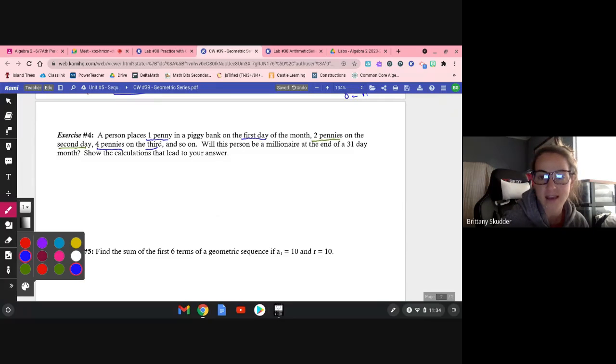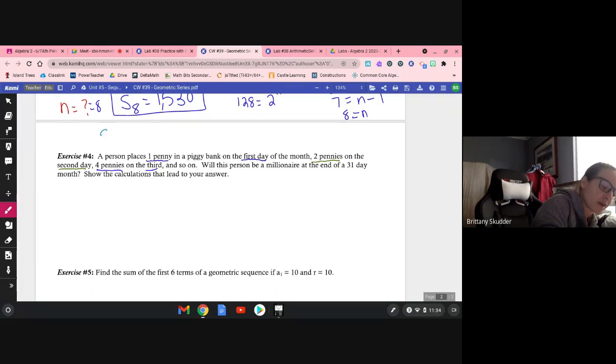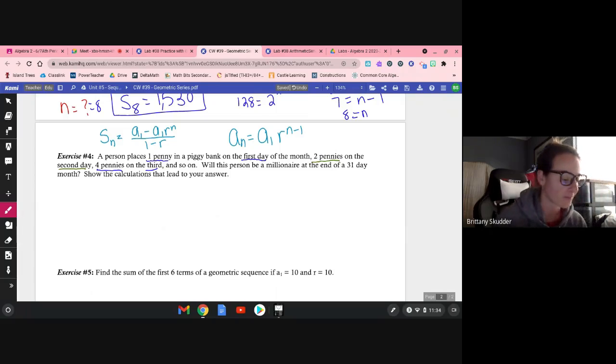Okay, so if you did that, think in your mind right now whether you think you would be a millionaire if you continued this pattern on for 31 days. And then maybe try it at home and see how it goes for you. But let's see how we do here. So again, our formulas, because you just flip the page over, you have Sn equals A1 minus A1 r to the n over 1 minus r. And if we are missing a piece of information, we're going to use An equals A1 times r to the n minus 1.